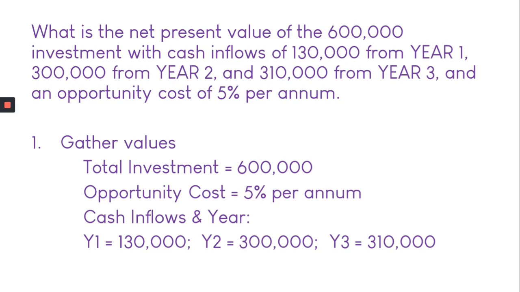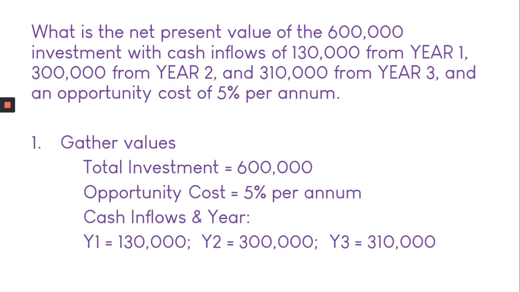So let's put that into a concrete problem. What is the net present value of the 600,000 investment with cash inflows of 130,000 from year 1, 300,000 from year 2, and 310,000 from year 3, and an opportunity cost of 5% per annum? So number one, we gather the values. The total investment is 600,000.